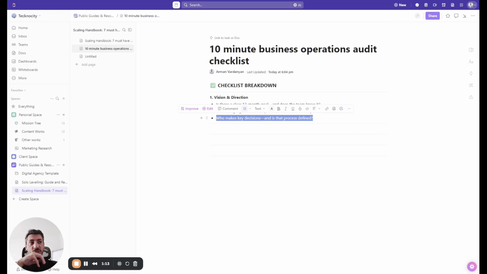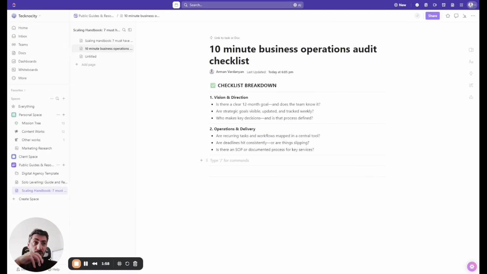Who makes key decisions and is that process defined? Usually, especially in startups, you have people who are wearing several hats. So what ends up happening is that problems occur and no one is responsible for them, and you can't blame them that much because no one actually knows who is responsible. So you need to make sure responsibility is there for any of your strategic goals and long-term goals, and that you have a defined process of deciding who is responsible.